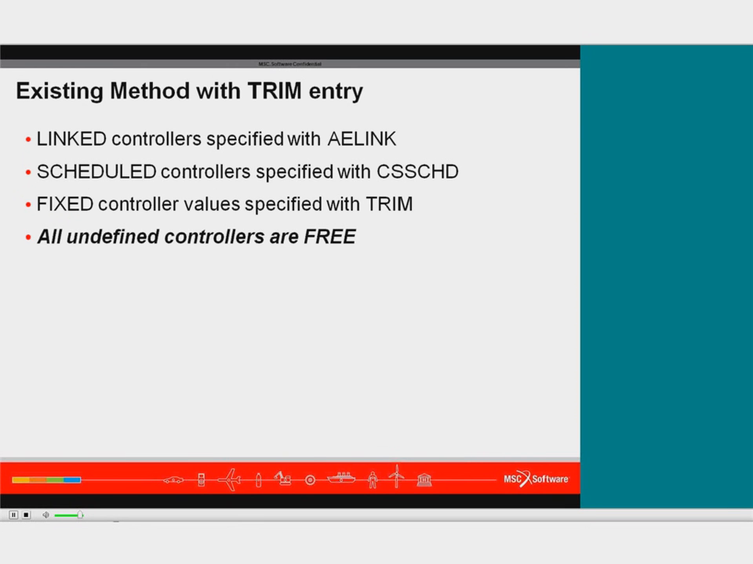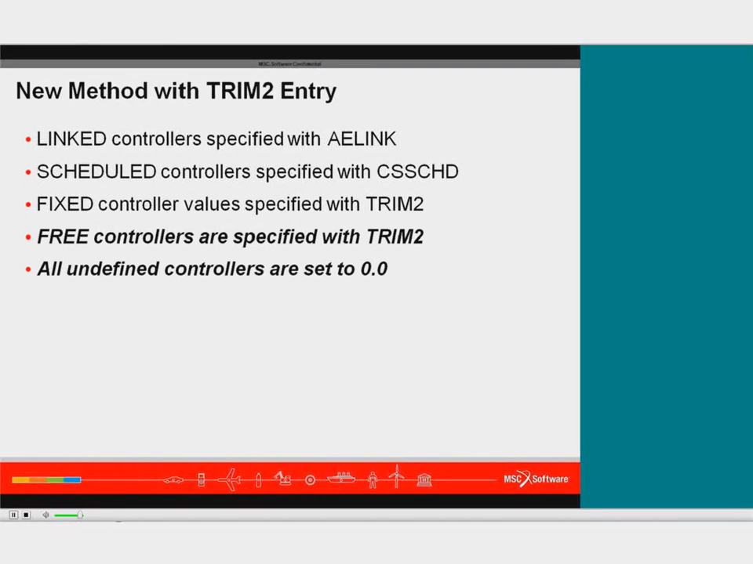And basically, the old trim entry, which is how you specify a maneuver in an aeroelastic analysis, if you had control surfaces that were linked, you specified an AELINK. If you had scheduled controllers as a function of angle of attack, for example, you specified that on another entry called CSSCHD, and then everything else was specified on the trim. So if you had a particular maneuver, a given load factor and pitch rate or whatever, you'd specify those fixed values, and everything else that's not specified by the controller was considered free and available for trimming the airplane.